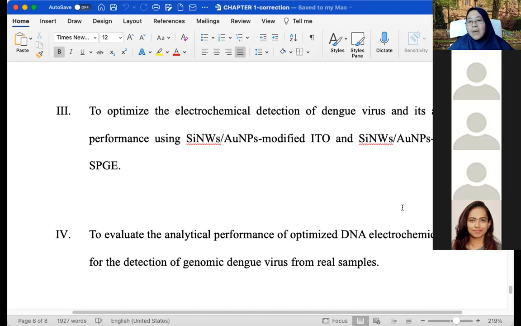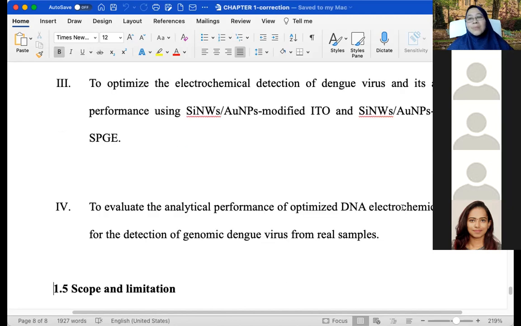Okay, the word evaluate is very difficult to measure. So I would suggest not to use evaluate, because sometimes how do you measure evaluate? Okay, the word optimize, I think, is quite easy compared to evaluate. So try your best to think about suitable words.